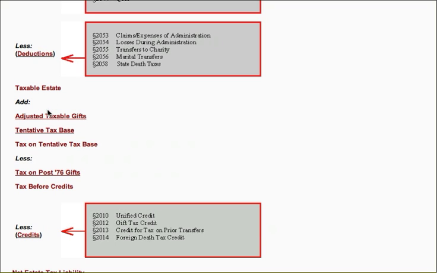So you add to the taxable estate the adjusted taxable gifts, and that gives you a base for the purpose of computing your tax, arriving at the tax on the tentative tax base. Your tax on the tentative tax base is calculated using a rate that is determined in the year of death. So for our purposes, in the year 2013, the rate of tax is 40%.